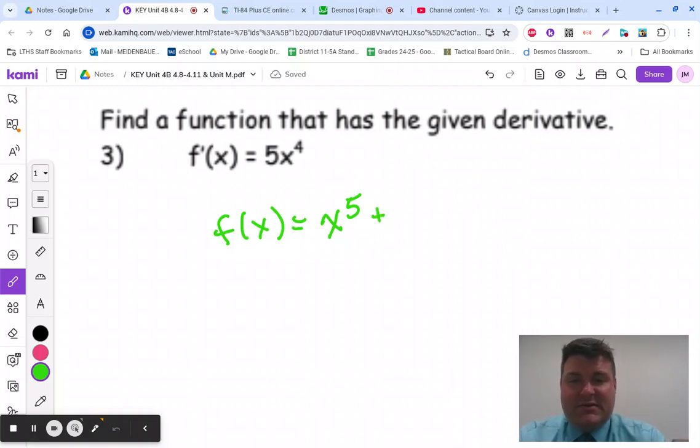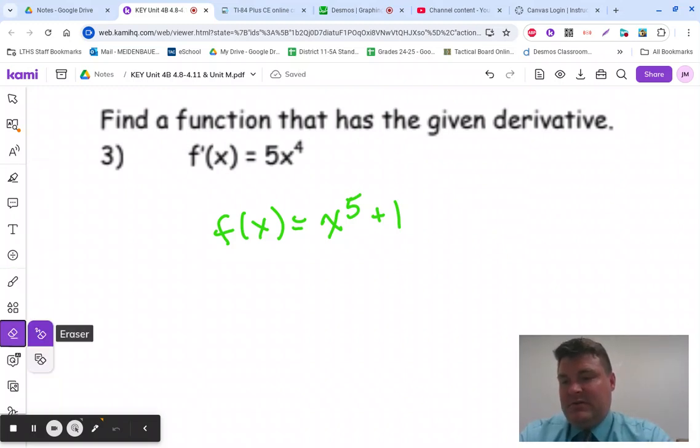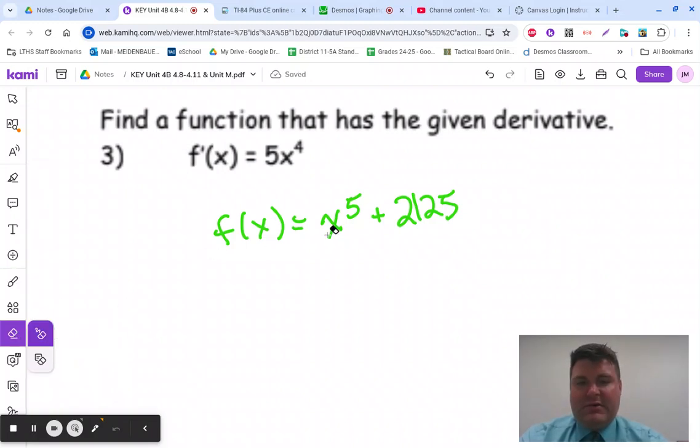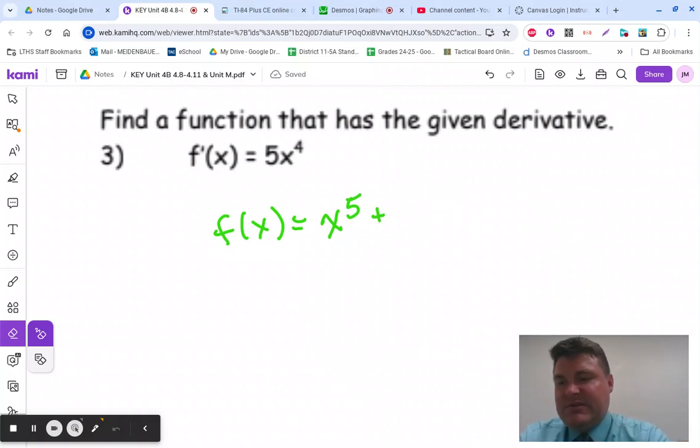What if I have this as an answer? Is this also correct? Because what's the derivative of 1? It's 0. Is this number also correct? Yes. Is this number correct? Yes. If I can just keep adding numbers, they're all correct because the derivative of all those constants are 0. So I'll just say plus c, where any constant represents c.